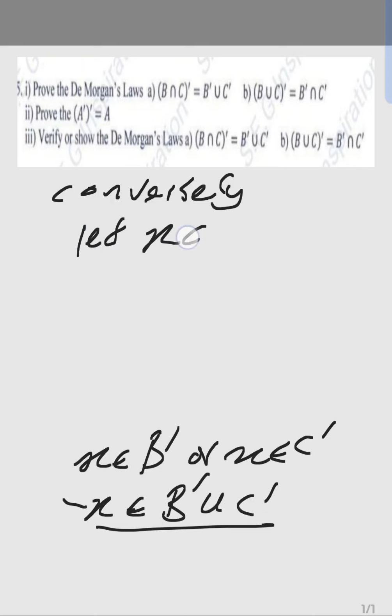So we're going to say conversely, or you can say vice versa, right? So we're going to start from here now. Let X be a member of B complement union C complement, right? Now it's just like you're going back from this step to this step, isn't it? This step is the same as this step, right?